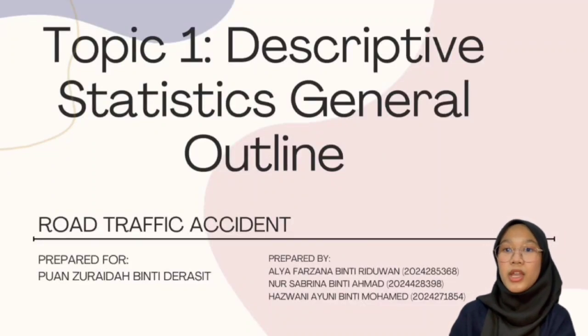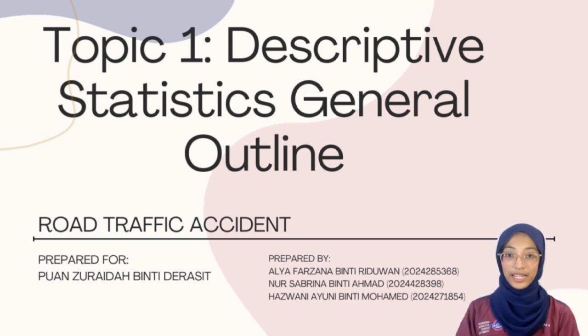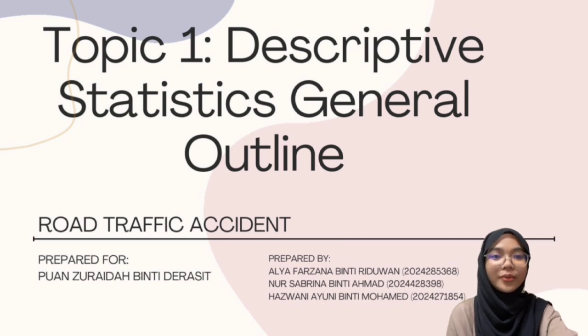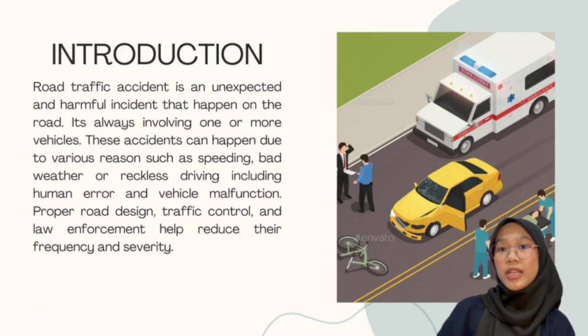My name is Hazwani Ayuni binti Muhammad. My student ID is 2024271854. Hi, my name is Alia Farzana binti Ridwan and my metric number is 2024285368. And hi, my name is Nur Sabrina binti Ahmad. My student ID is 2024428398. I will start with the introduction.